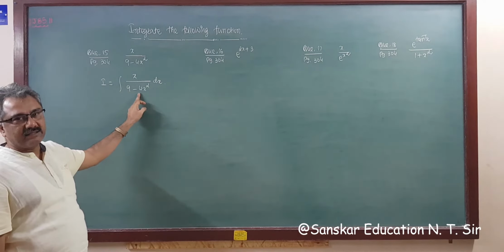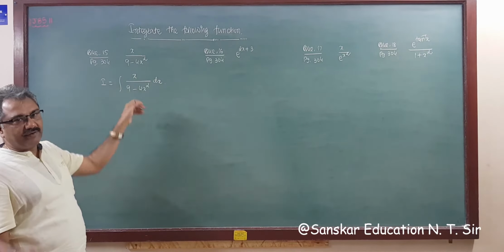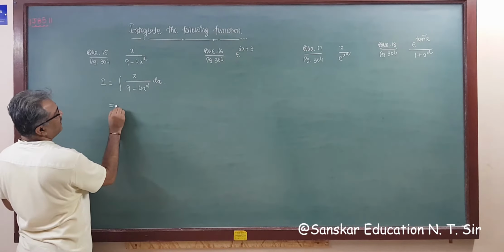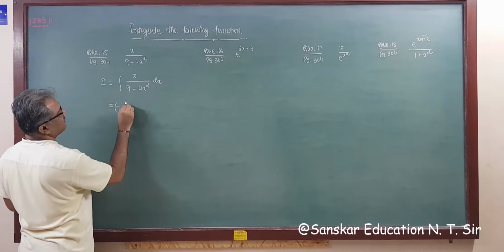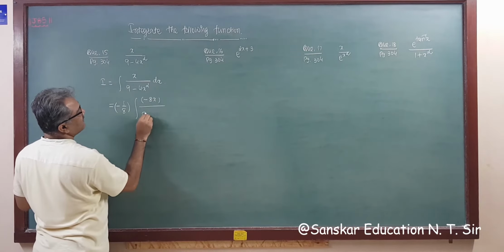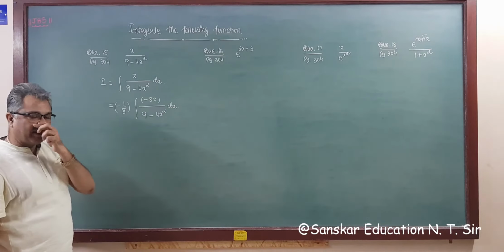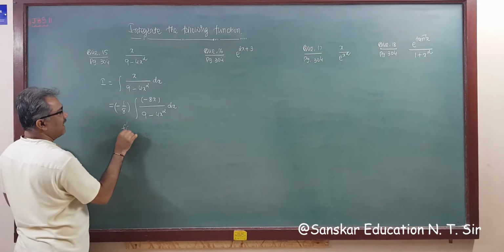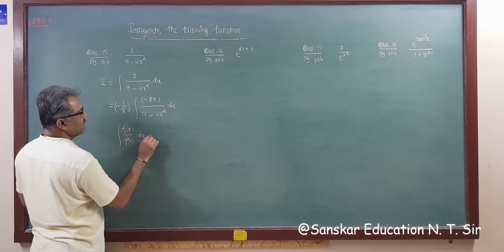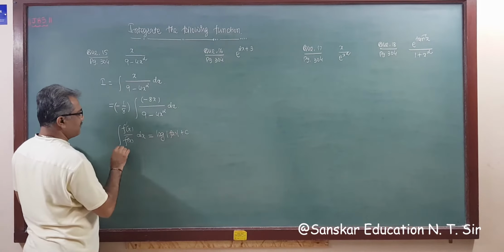The derivative of 9 minus 4x squared is minus 4 into 2x, that is minus 8x. Only x is given, so divide and multiply by minus 8, and you will get your answer. So this is 1 upon minus 8 into (minus 8x) upon (9 minus 4x square) dx. Applying this formula, integration of f dash x upon fx dx is equal to log mod fx plus c. This is your formula.